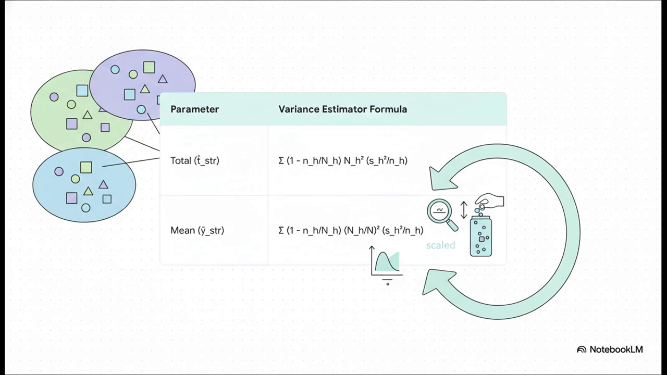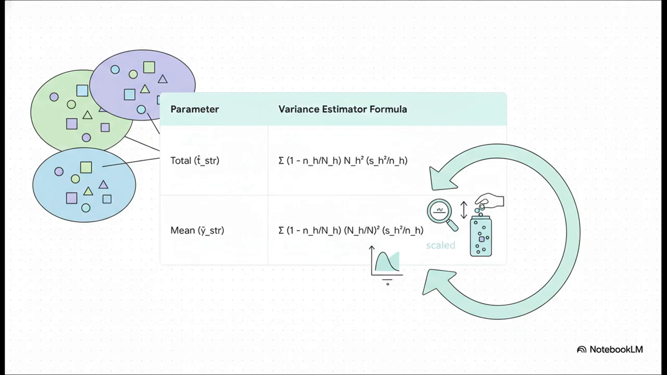All right, let's break these formulas down. They might look a bit intimidating, but every piece has a job. Let's focus on that top one, the variance of the total. That first bit, 1 minus n_h over N_h, that's our finite population correction, or FPC. It's an adjustment because when we sample without putting people back, we're reducing our uncertainty a tiny bit with each pick. The N_h squared term scales the variance up because we're estimating a total. Since variance is in squared units, our scaling factor has to be squared too.